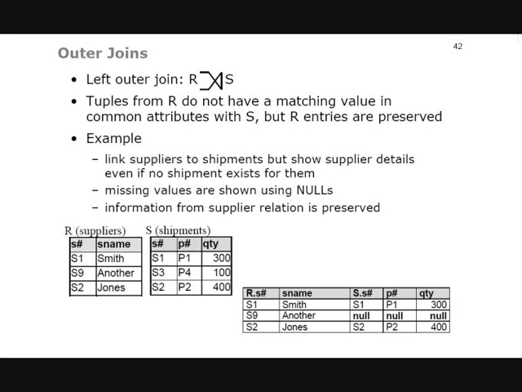So if I do R left outer join S, what I want is S1 Smith is going to appear, S9 another is also going to appear, even though it hasn't got a match in S, because I'm doing a left outer join, and S2 Jones is going to appear. But what won't appear is S3, because that doesn't have a match in this table, but it's not included in a left outer join. If I want that, I need to do a right outer join. Okay? So I'm going to have all of the ones that appear and found a match, and all of those ones that didn't find a match from R to S, because that's a left outer join.